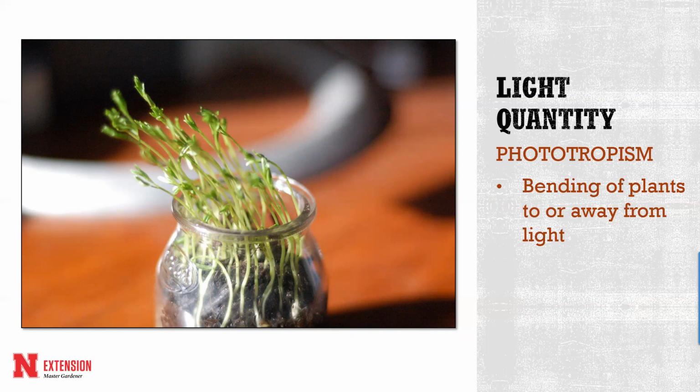If you ever have driven by or have had sunflowers in your landscape, those flower heads move and track the sun throughout the day. So they're actually bending towards the light all the time. So it's a pretty cool example of what plants can do.